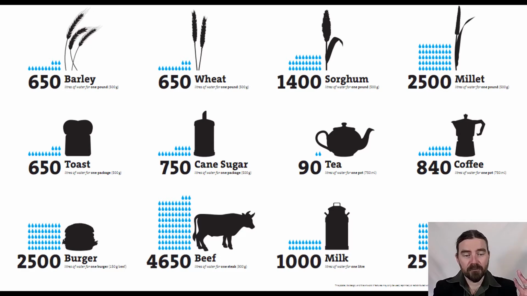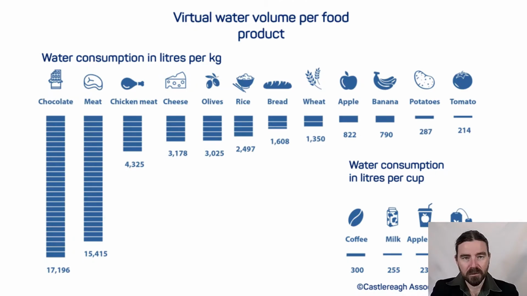The reason why meat and other animal products like milk and cheese use so much virtual water is because you feed the water to the animal and then you get another product out of the animal rather than just feeding it straight to a fruit or vegetable. It's inefficient, essentially. Here's some more things.